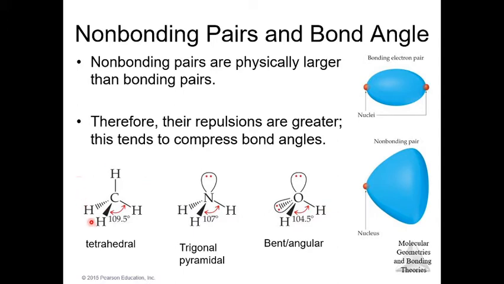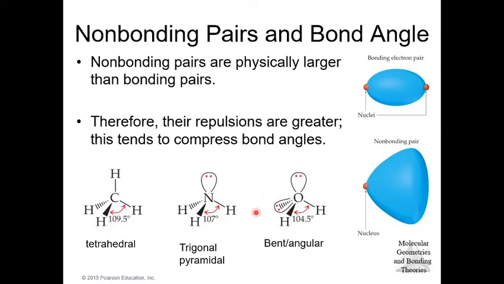Okay, so here's my tetrahedral. I have all bonds for methane. Here's my trigonal pyramidal for ammonia. I got 3 bonds and a lone pair. So here's my trigonal pyramidal right there. And here's my bent or angular for water. Got 2 bonds and 2 lone pairs.